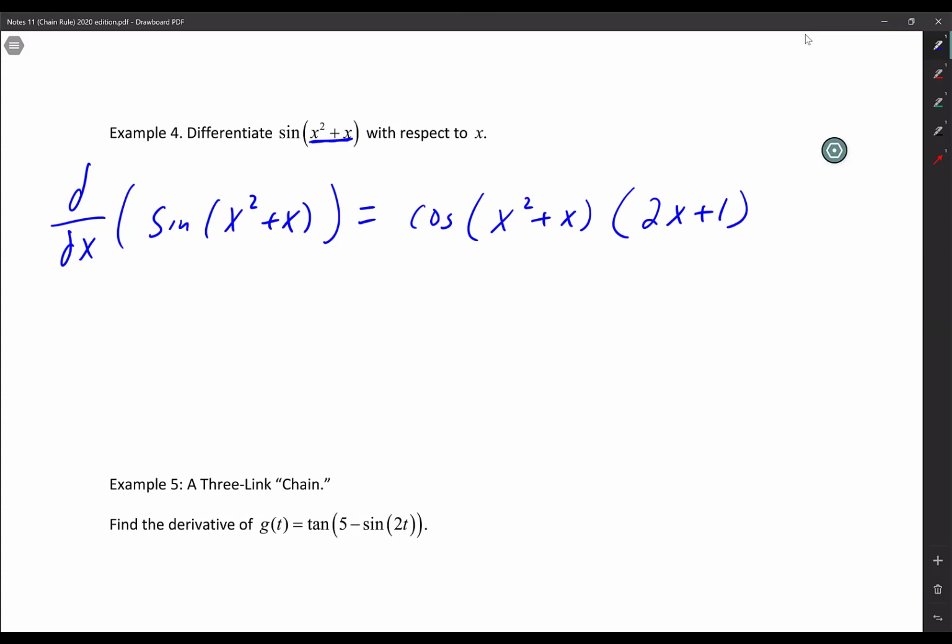Done. If you don't put parentheses, it will be counted wrong because it's not cosine times 2x and whatever that is plus 1. It's a product of cosine of x squared plus x times 2x plus 1. And you're done. That's it.